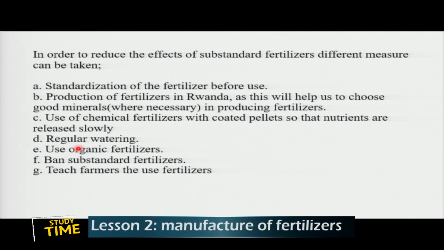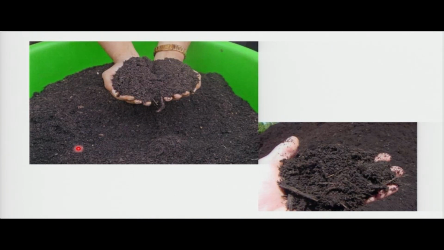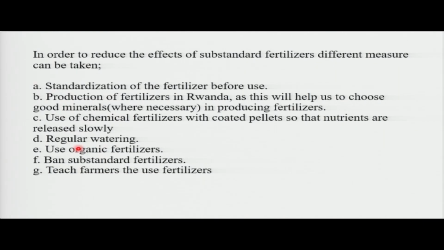Also, we can encourage farmers to use organic fertilizers, like this one, manure from cows. We can also encourage farmers to stop the use of substandard fertilizer. But this one can be helped by the police and the authorities, who can research or look at the shops where they are selling fertilizers. They check the standard of the fertilizers. If they are substandard, they remove them and ban them or put them somewhere.